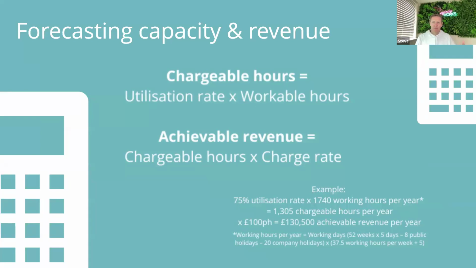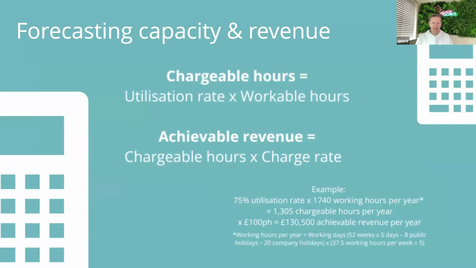But if I times that by the number of potential chargeable hours, in my case 75%, that figure is more like 1,300 chargeable hours in a year. So that gets me my calculation of how many chargeable hours we've got. I then need to look at our achievable revenue. That's taking those chargeable hours, the 1,300, and simply timesing it by the charge rate that you're looking at.